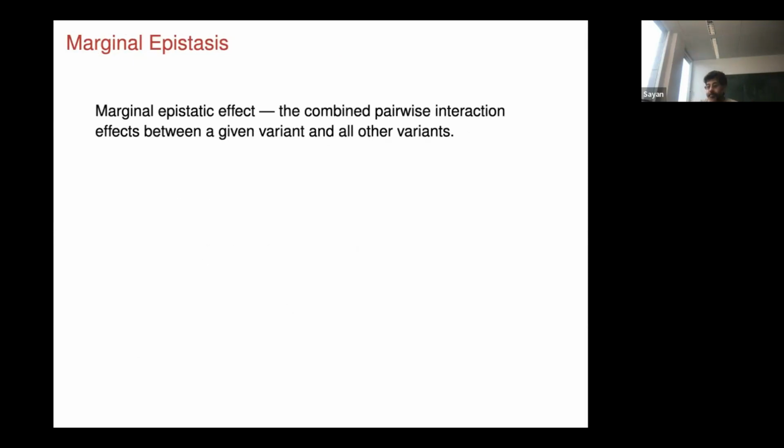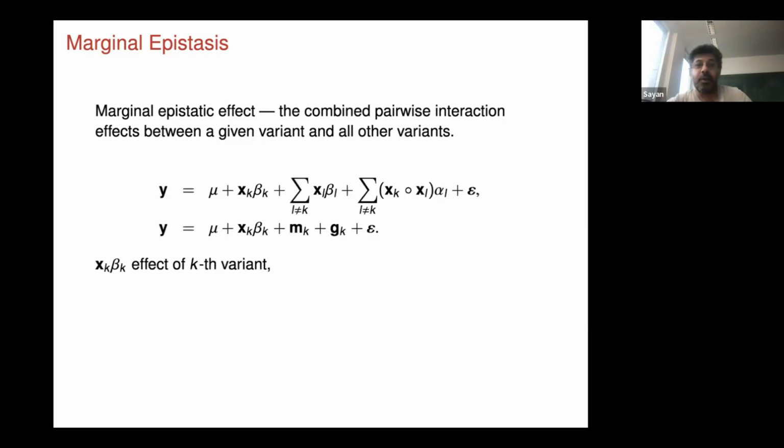Okay. Now, I talked about this in my previous talk. One idea you could try is to look at all pairwise interactions, all three-way interactions, all four-way interactions, right? And try to enumerate all of those. But that's going to be computationally prohibitive and brutal. Okay. So what you can do is define this marginal epistatic effect, okay?